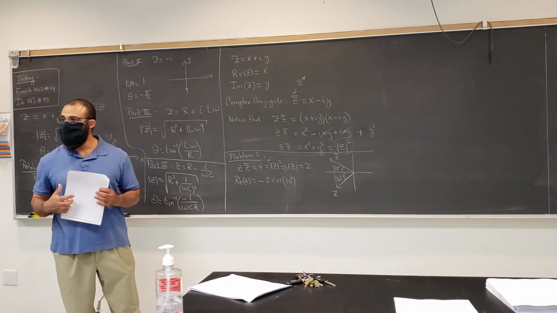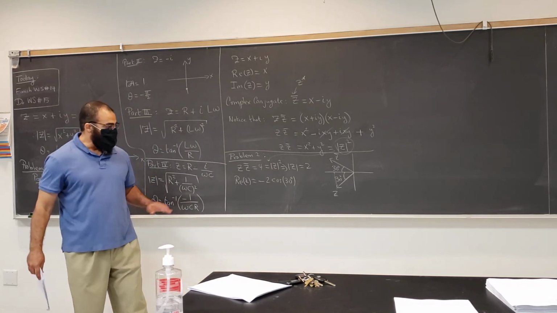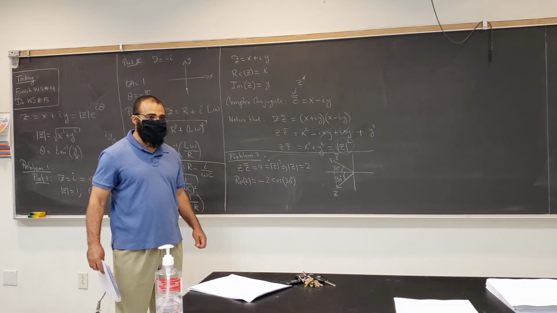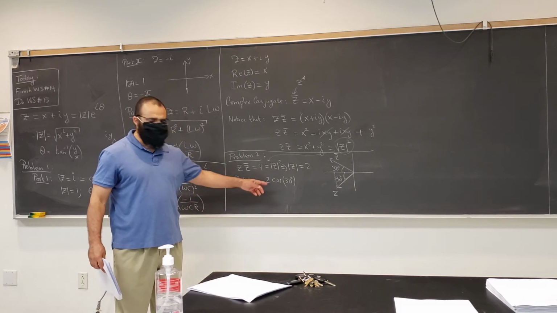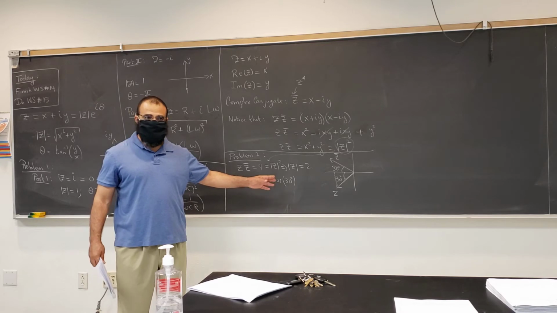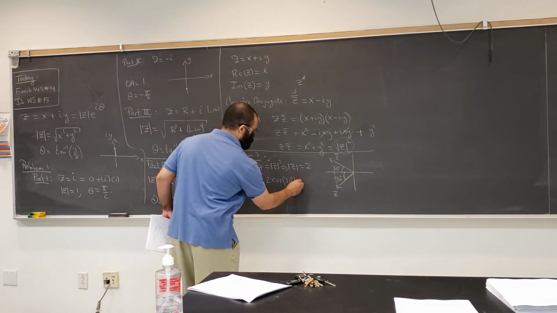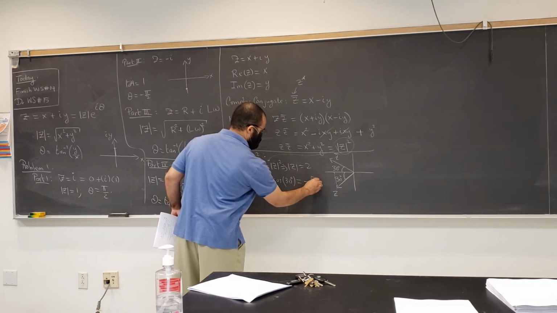So you can also just do cosine 210 degrees. Yes, if you do cosine of 210, you take the minus sign away. And what is the cosine of 30? It's square root of 3 over 2, right? So this becomes minus radical 3, right?